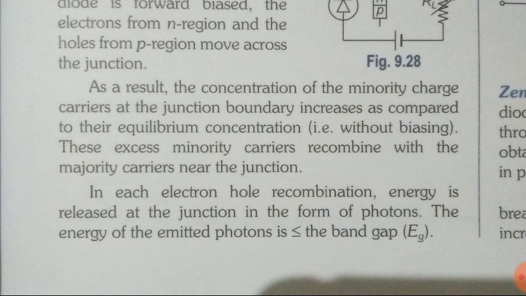What are photons? Photons are small particles of light. When we consider light as a particle, we assume that light is made up of small bundles of energy. Each bundle is called a photon. So when the energy is released at the junction, it is in the form of photons, that means in the form of light. The energy of the emitted photon is less than or equal to the band gap. It can never be more than the band gap. It is equal to or less than the band gap energy, Eg.